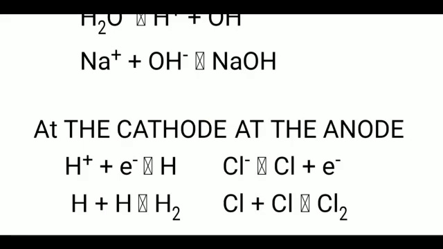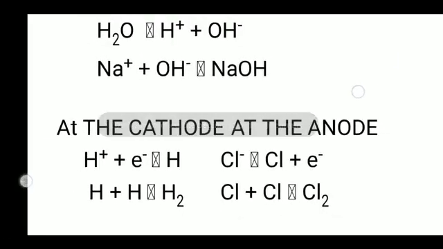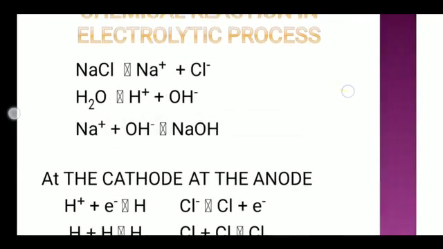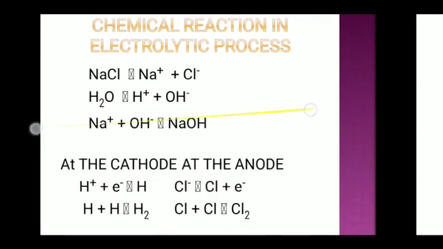Then Na plus and OH minus ions react and we get NaOH. Then H atom and H atom combine and we get hydrogen molecule, H2 gas. Then Cl atom and Cl atom combine and we get Cl2 gas. At the cathode there is a liberation of hydrogen gas. At the anode there is a liberation of chlorine. Overall, we get NaOH, H2 gas and Cl2 gas.